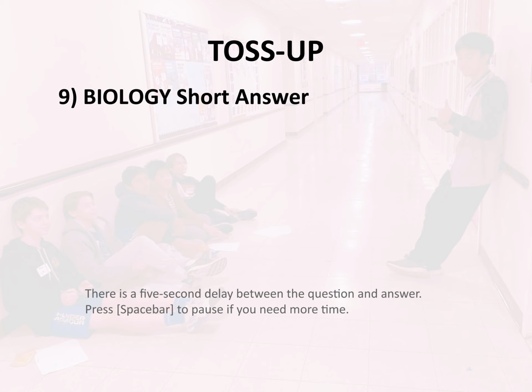Toss-up 9. Biology. Short answer. In eukaryotes, the spliceosome is an RNA protein complex important for RNA processing. What does this complex remove?